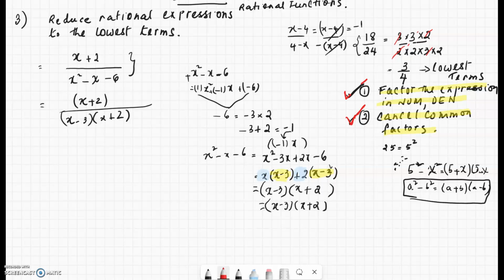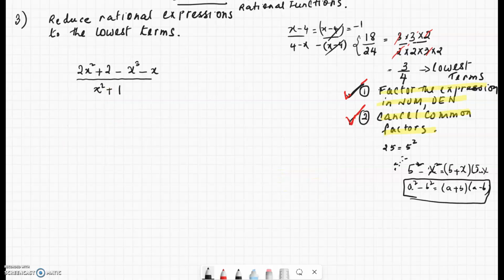Now all you have to do is cancel common factors. And you're left with 1 in the numerator and x minus 3 in the denominator. So when you reduce the given quadratic expression to the lowest terms by cancelling common factors, we get 1 over x minus 3.